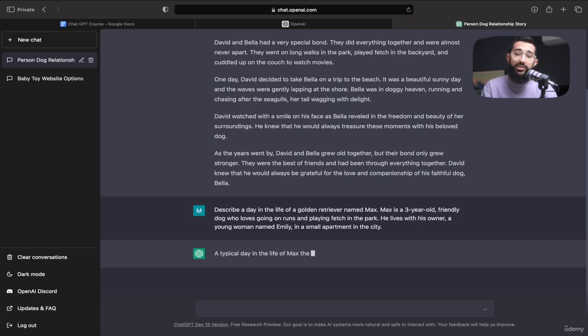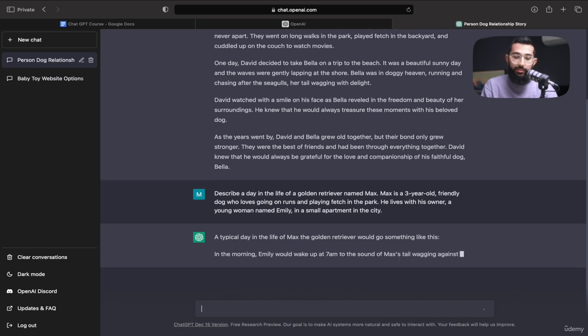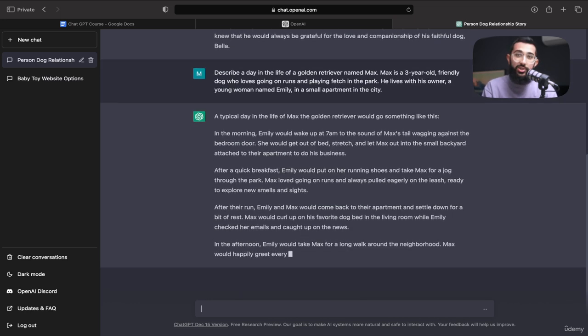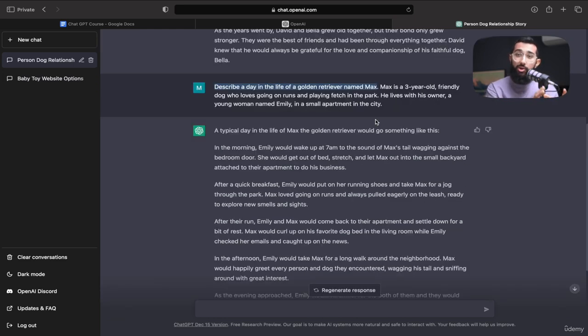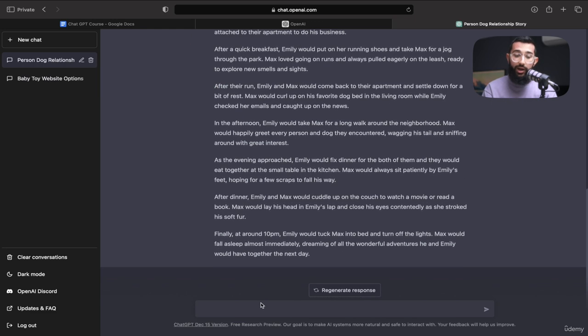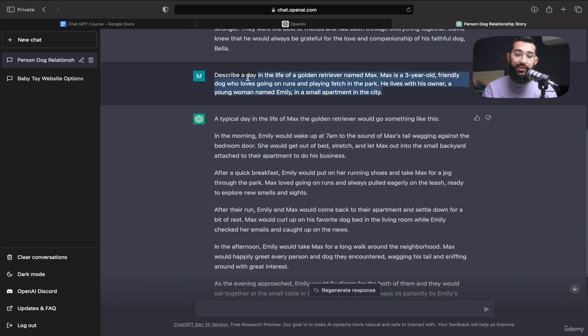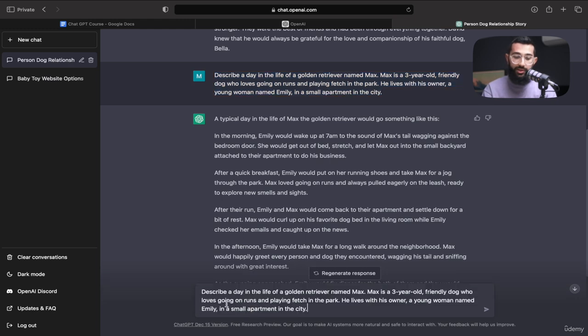Now, if I hit enter on this, I can expect ChatGPT to give exactly that. Now, this is a great example for where ChatGPT can go wrong if you are not specific. Take note of this. When you provide a concrete, very specific prompt to ChatGPT, you are going to get a very specific answer. I asked ChatGPT to describe a day in the life of, and it did exactly that. It starts with a typical day in the life of, and it continues from there. So if I explicitly wanted it to give me a story, I would ask ChatGPT to do that. And instead of saying describe a day in the life of, I would say write a story about.